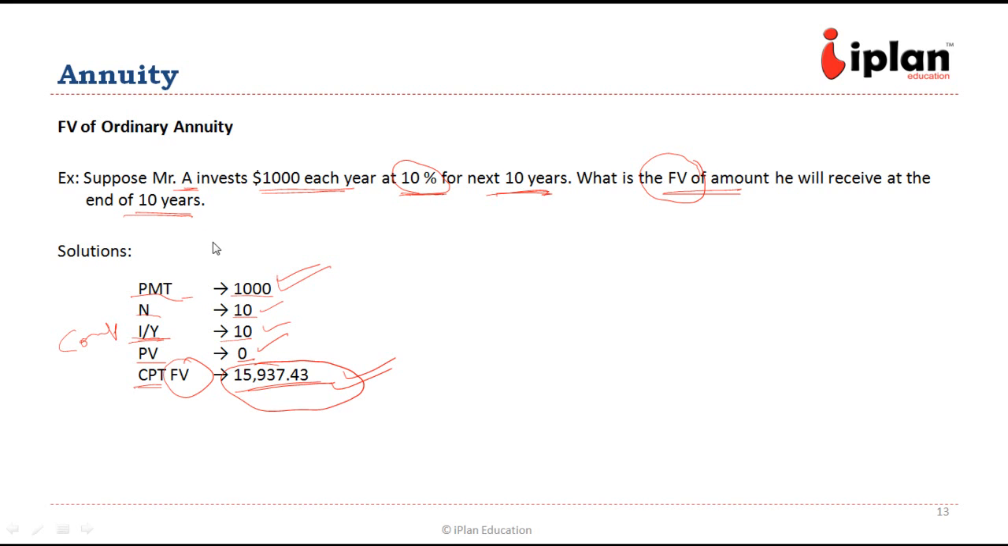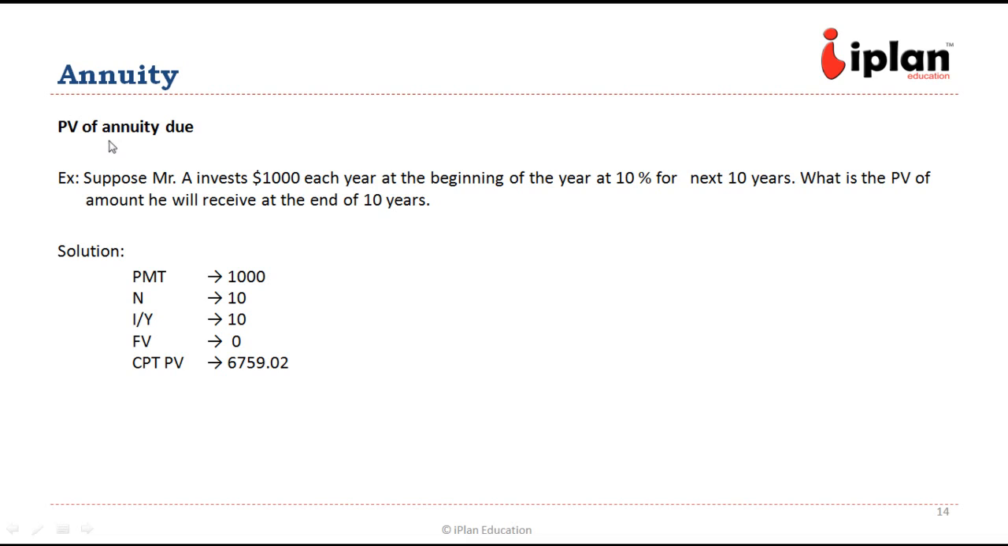So this was the case for ordinary annuity. Now let us move to the case of annuity due. As we have already seen, the only difference between annuity due and the ordinary annuity is that in this case the payment of the annuity will be made at the beginning of the period, while in the case of ordinary annuity the payment was at the end of the period.